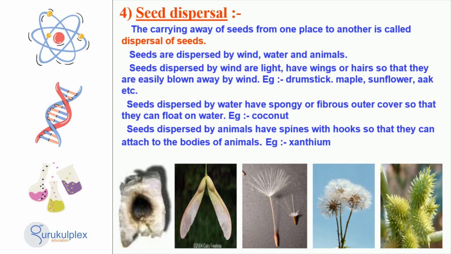Seeds dispersed by water usually feature a spongy or fibrous outer layer, which allows them to remain afloat to greater distances. Coconuts are a notable example of water-dispersed seeds.